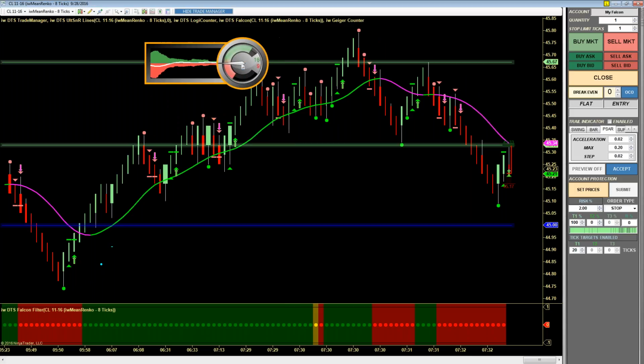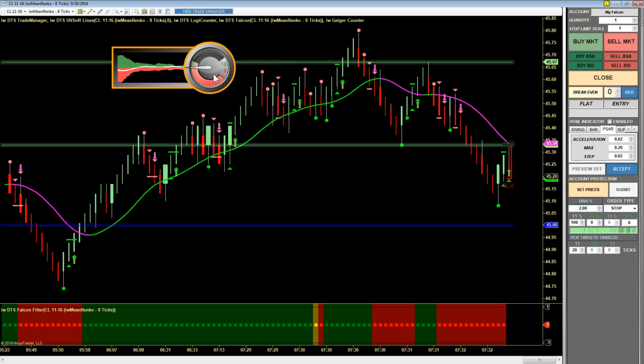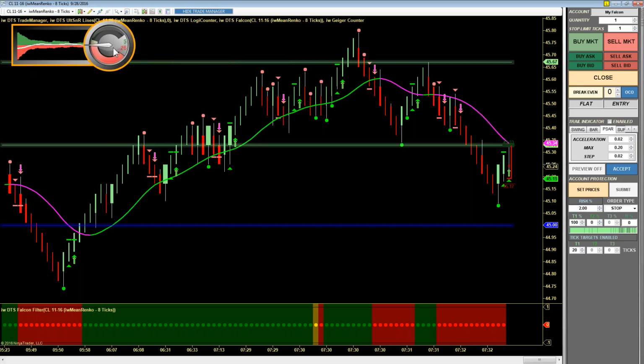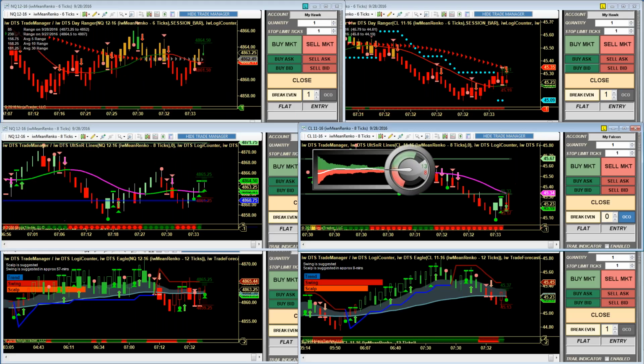This Geiger counter, as I pointed out, is a system add-on, a standalone type indicator, so you can put it on any chart, not just a DTS chart.